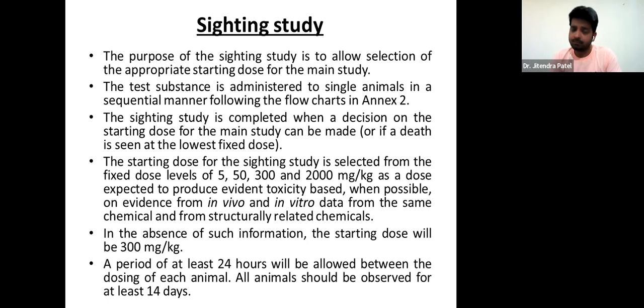First we will give 300 mg per kg, and we will observe whether the animal shows any discomfort or uneasiness. If they are not showing any, we can increase towards 2000. If they are showing, we can decrease toward 50 mg. Likewise we have to decide. A period of at least 24 hours will be allowed between the dosing of each animal. All animals should be observed for at least 14 days.